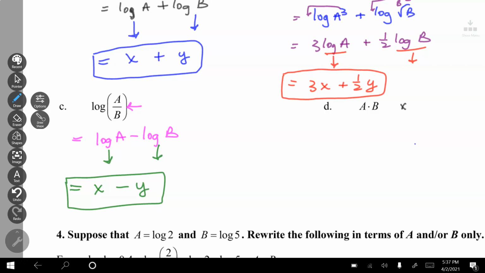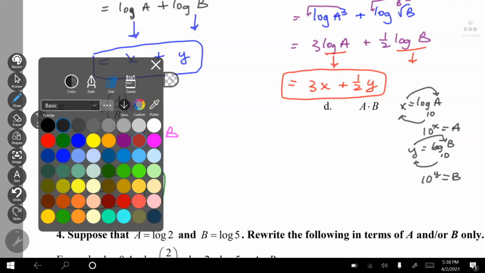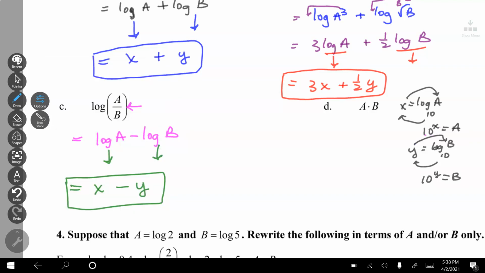Now this one's a little bit different. I have x equals log of a. Remember, there's a 10 here. That's the base. So when I curl this, I get 10 to the x is equal to a. And when I do the same thing with y equals log b, there's a 10 here, and I curl this, I get 10 to the y is equal to b, and now these are my substitutions.